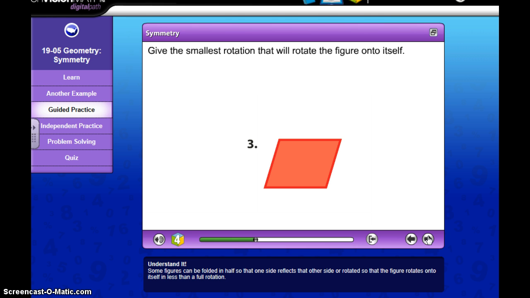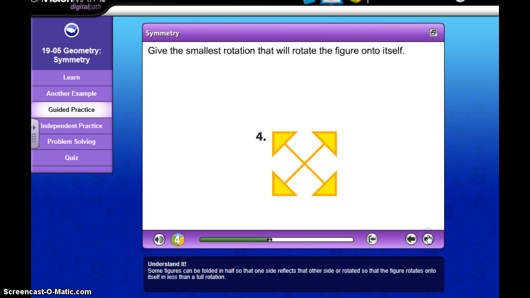What about this way? How about this way? None of the ways we tried, horizontal, vertical, or diagonal, none of them will work. That's going to be the same thing for a rhombus. None.